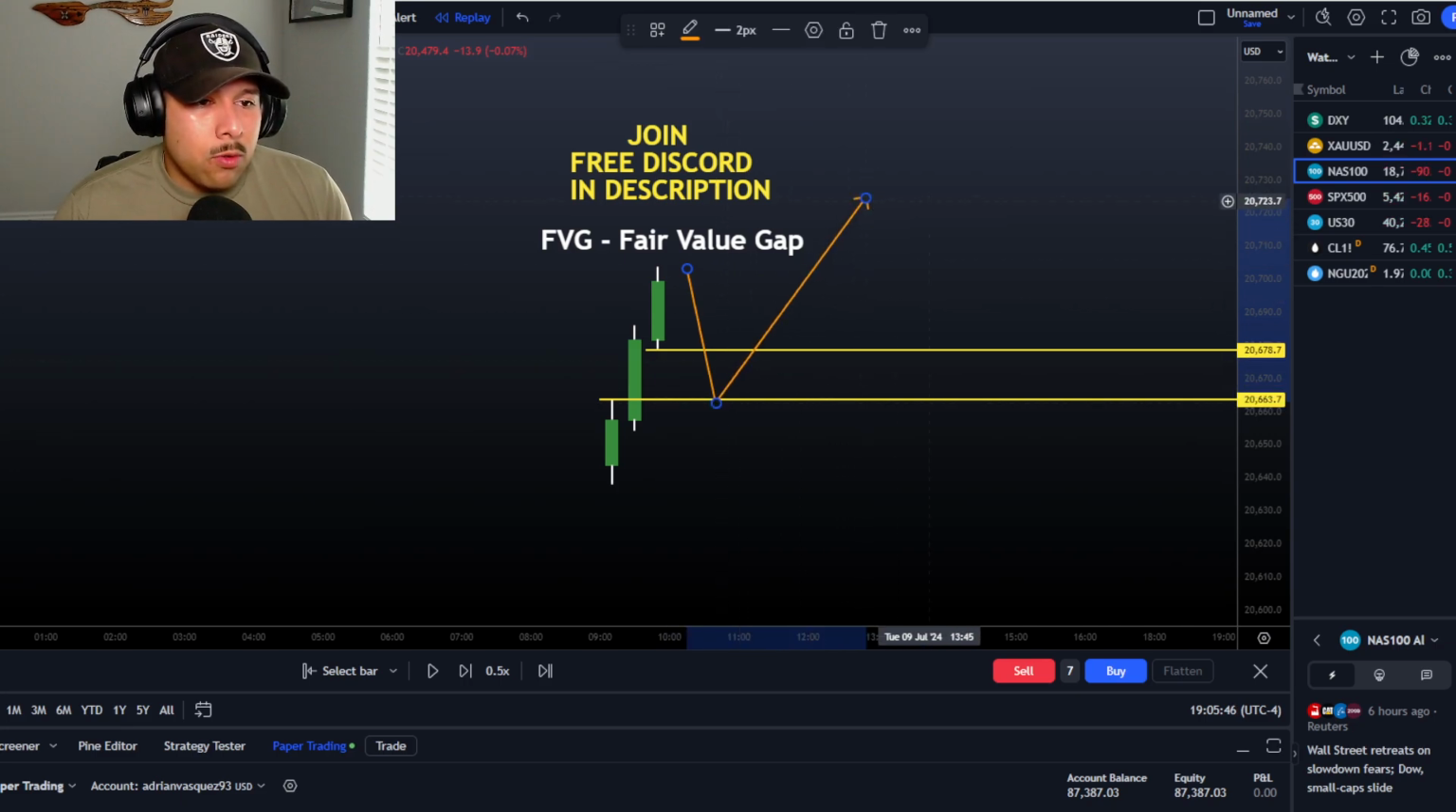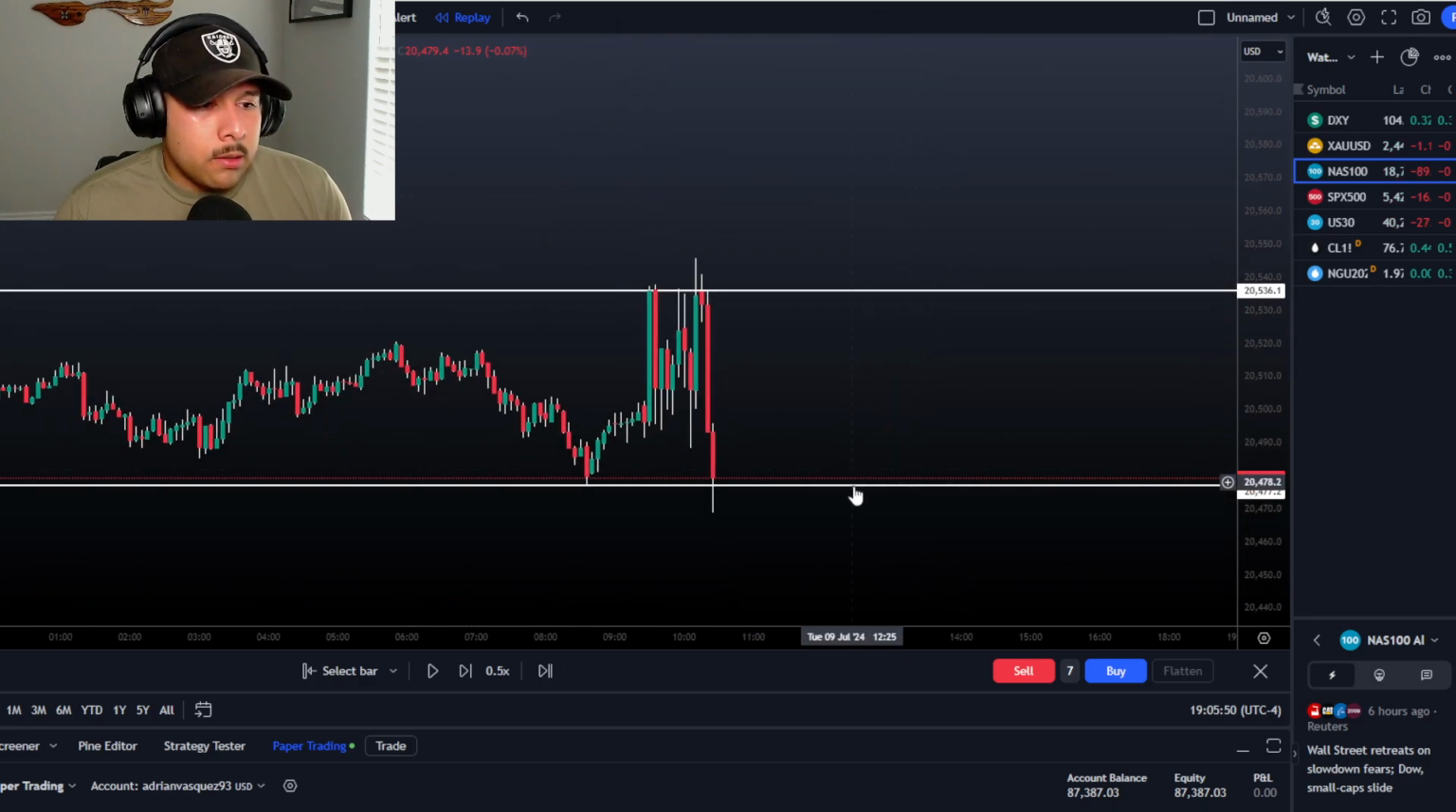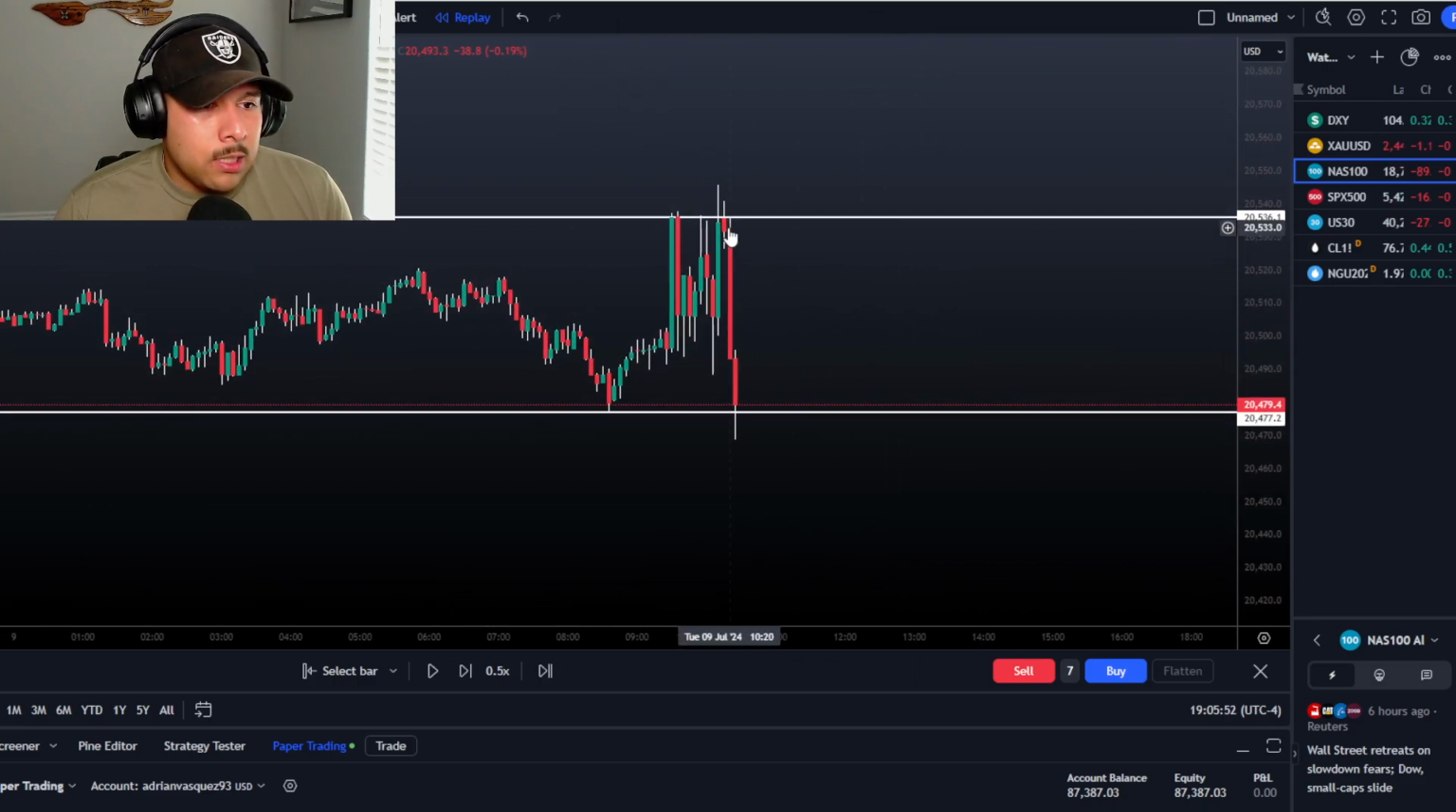So what I'm going to do is show you what I mean. As you can see here, this is a bearish example. We have a three candlestick formation indicating that there's a lot of supply pressure, a lot of bearish pressure coming from this area.